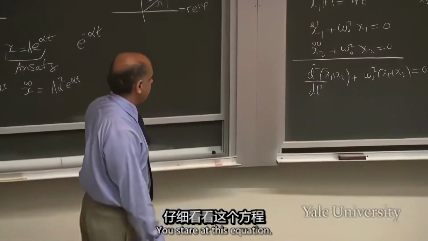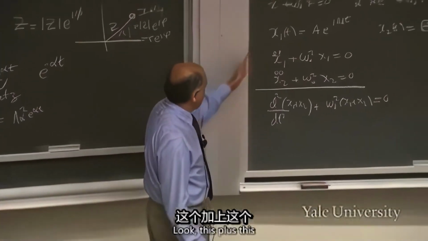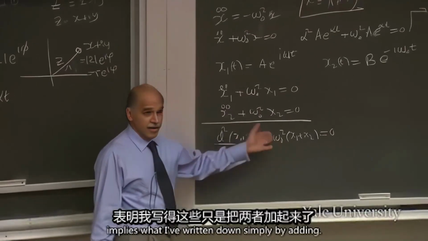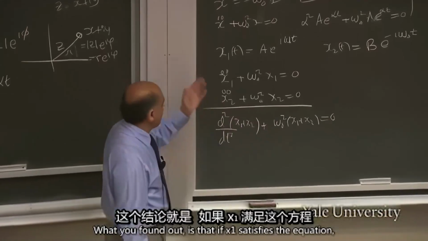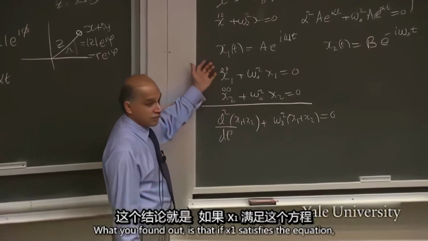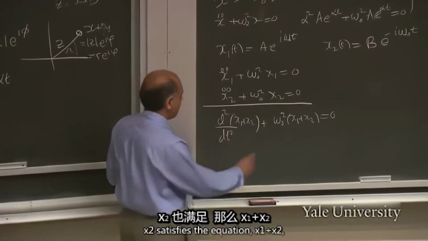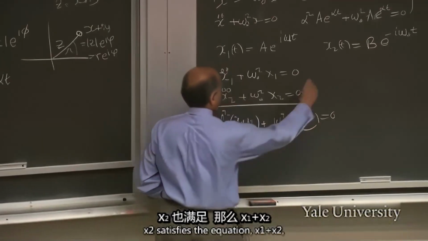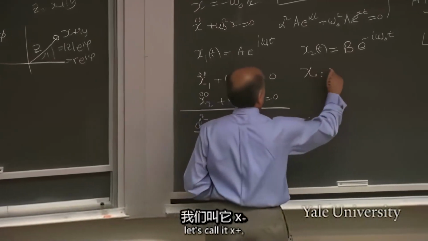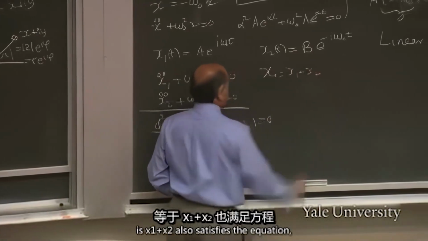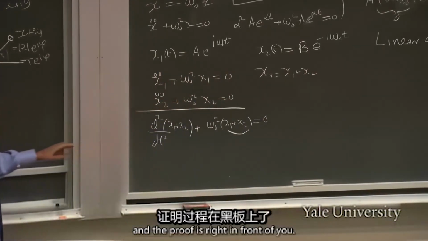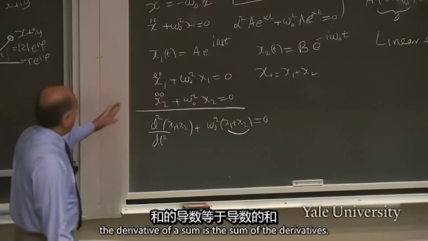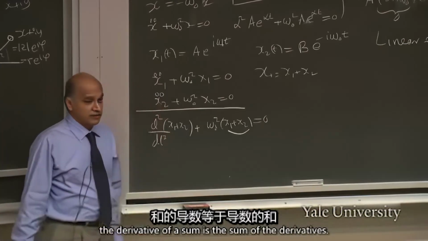You stare at this equation. Look, this plus this implies what I've written down simply by adding. But say in words what you found out. What you found out is that if x1 satisfies the equation and x2 satisfies the equation, then x1 plus x2, let's call it x plus, also satisfies the equation. And the proof is right in front of you. And the key was the derivative of a sum is the sum of the derivatives.